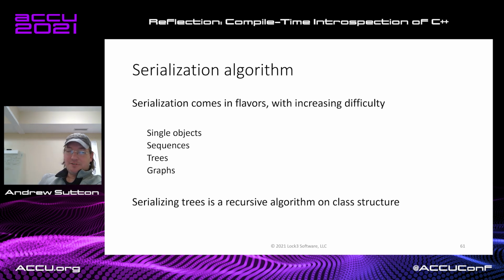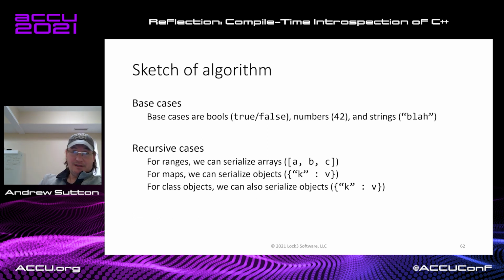You basically have to have referential structures in your serialization to make this work. But serializing classes is really just an instance of serializing trees. Serialization just happens to be one of these recursive algorithms on class structure with extensions for dealing with indirection, pointers and graphs. Right? So we can think of it as a recursive algorithm. We have base cases, right? Bools, we can serialize true or false, numbers like 42 and strings. If we really wanted null, we can serialize null also, in JSON anyways.